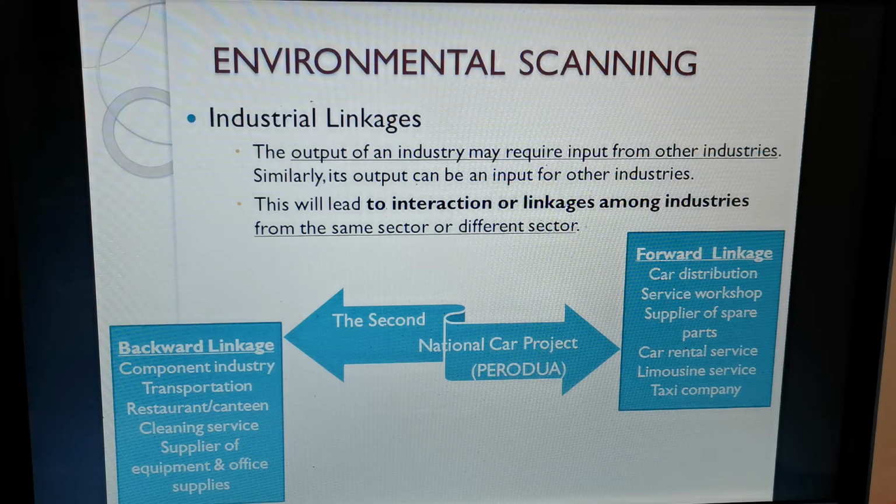After Perodua has produced the car, there will be forward linkage opportunities as well. For example, car distribution, where the ready car is distributed all over Malaysia or overseas, and service workshops after 1,000 kilometers, 5,000, 10,000, 20,000 kilometers. So we need a workshop to service the car, and a supply of spare parts, because any spare part damage, of course, we need a spare part. The car can also become a service for car rental, limousine service, taxi companies, and so on. So you can see the backward and forward linkages that lead to interaction from the same sector or different sectors.